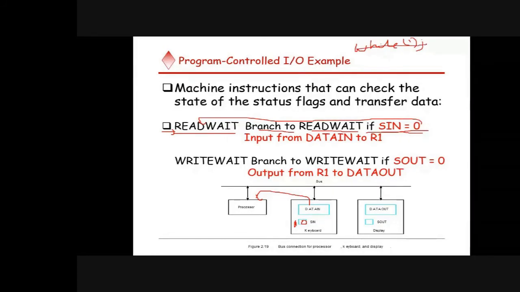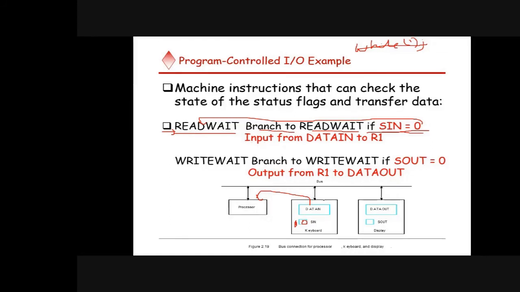Similarly, if Sn is equal to 0, it means branch to read wait, the same statement is always executing. Again, it is branching to read wait. Read wait is the statement itself. Otherwise, what should happen? Sn having the value 1 means the data transfer should happen.